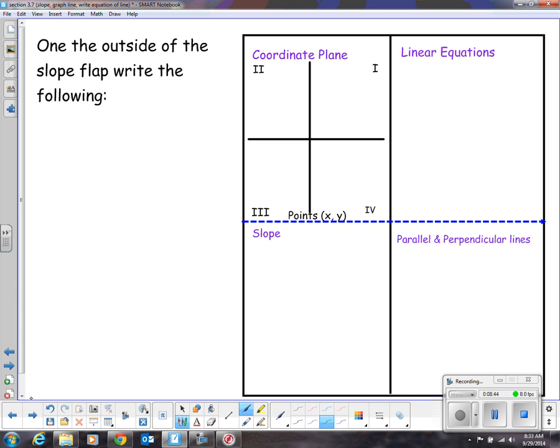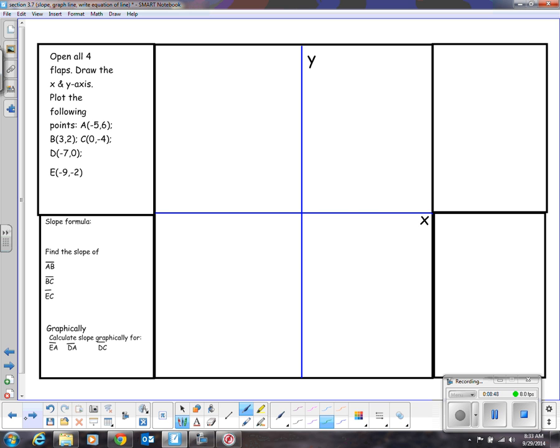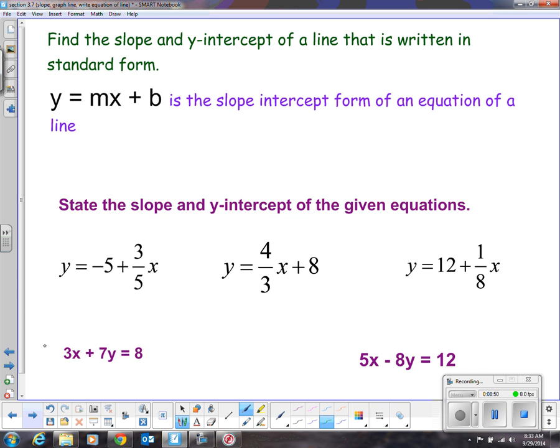Okay, we're working there. So we've already done this on our foldable. We've already done this on our foldable. We're ready for this. Oh, okay. So now we're going to find the slope and y-intercept of a line written in standard form. This is the slope-intercept form of a line, which gives you the slope and it gives you the intercept.